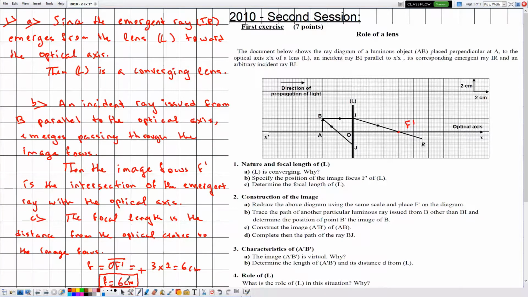So the focal length in this case is positive, which confirms that the used lens is a converging lens, because we know that for a converging lens the focal length is always positive. So now in number 2 they are telling me construction of the image. Let me make some space.